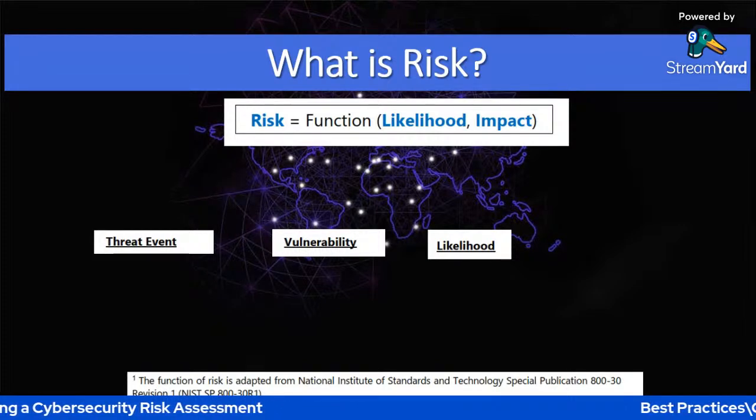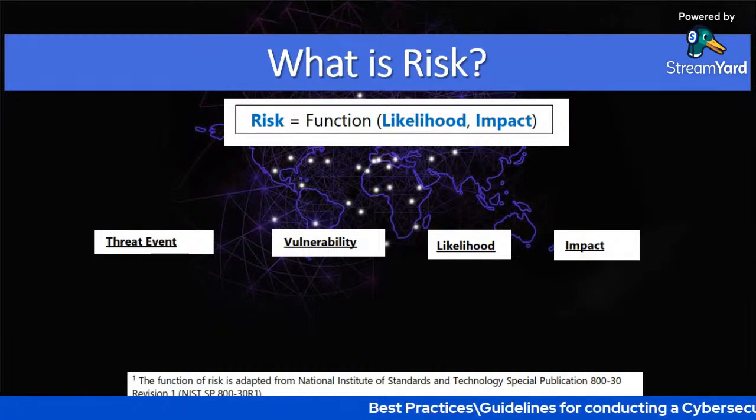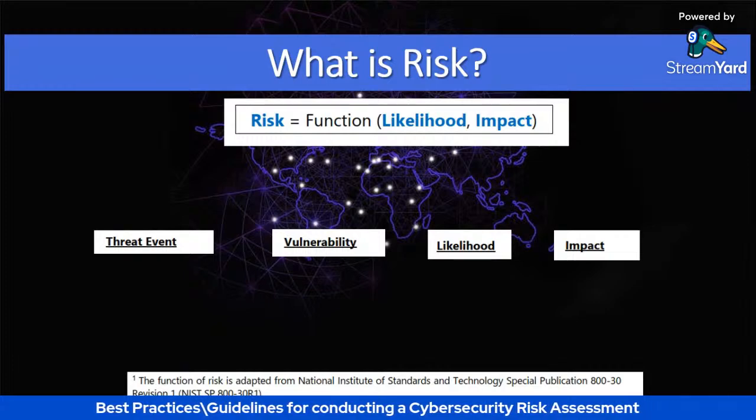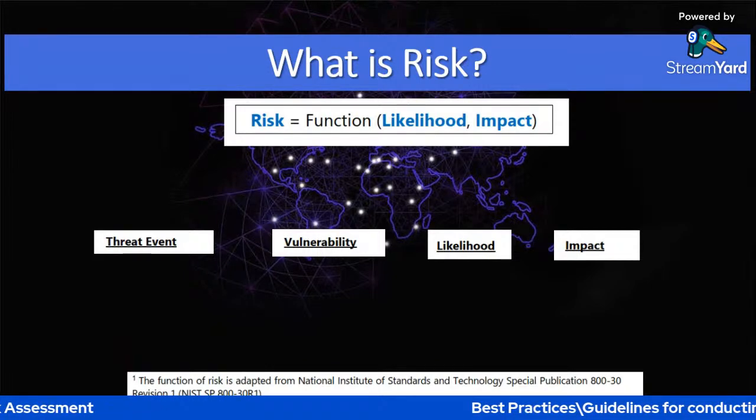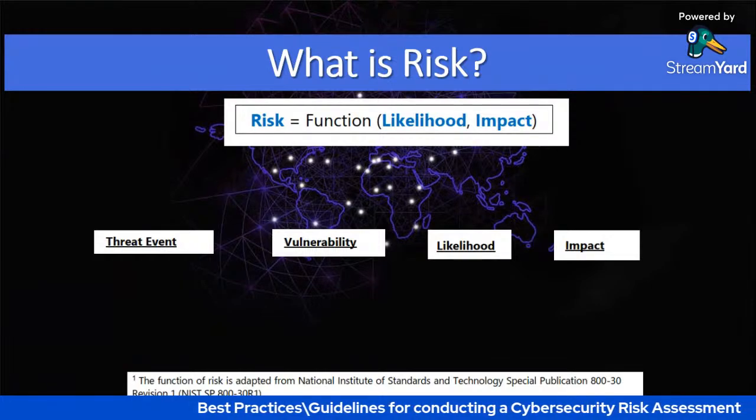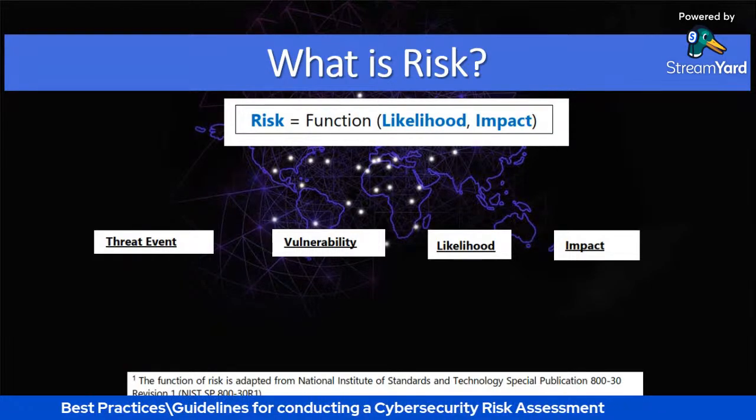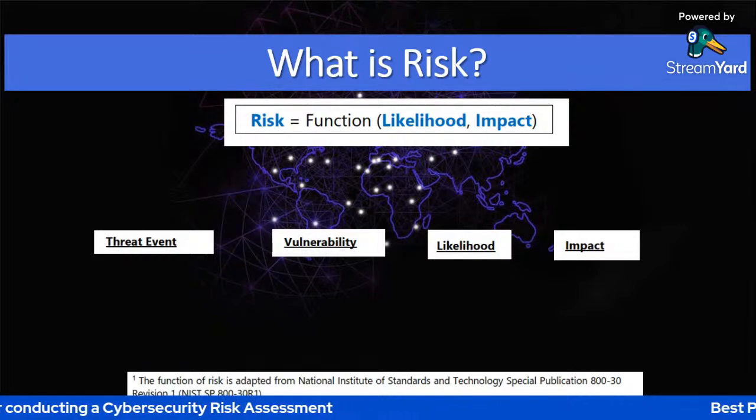Then the next element when you talk about risk is impact, and impact refers to the magnitude of harm resulting from a threat event exploiting a vulnerability or a set of vulnerabilities. The magnitude of harm can be estimated from the perspective of a nation, organization, or individual. So now we have a better understanding of what a risk is.